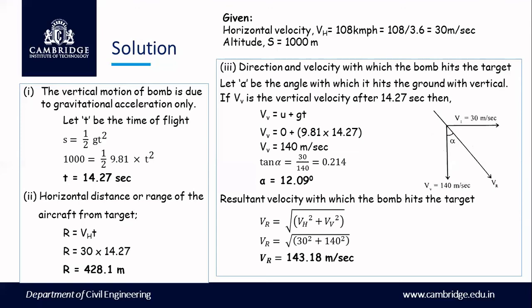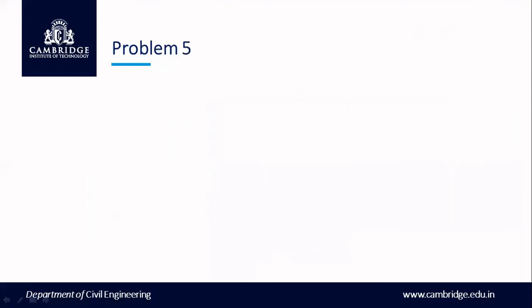So the bomb is going to reach the ground with a velocity of 143.18 meter per second, making an angle of 12.09 degree with respect to the vertical line. So this problem is done.